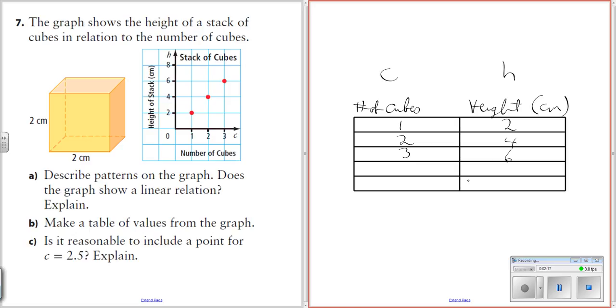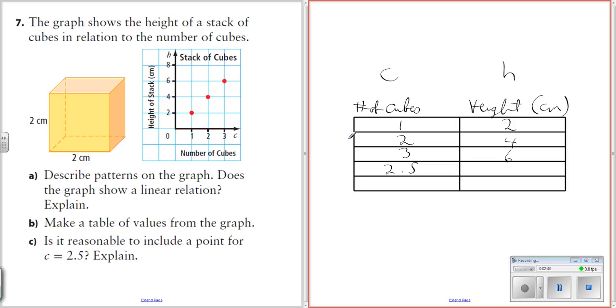Exciting, riveting stuff. It says, question C, is it reasonable to include a point for C equals 2.5? Is it reasonable that I would have 2.5 here? Well, is it reasonable that I would have 2.5 cubes? Well, it depends on what we're dealing with. If we're dealing in school, would I have a half a cube? The answer is no, I definitely would not.